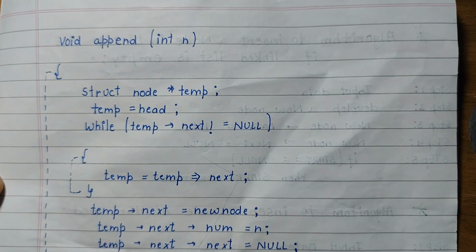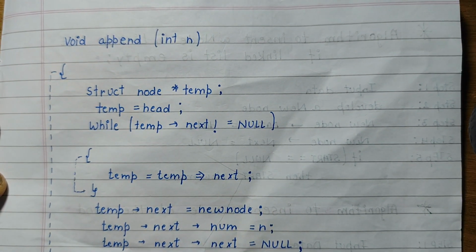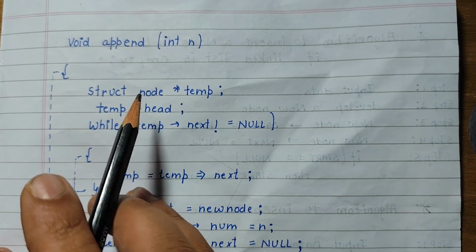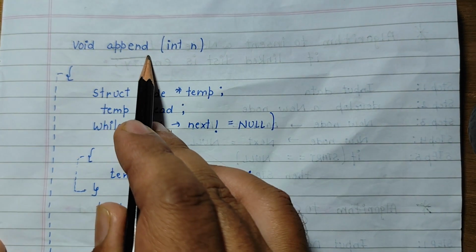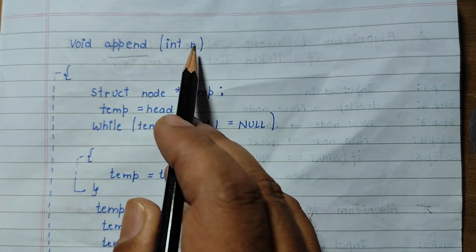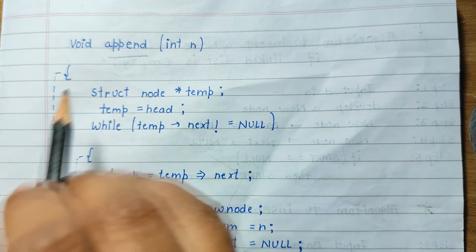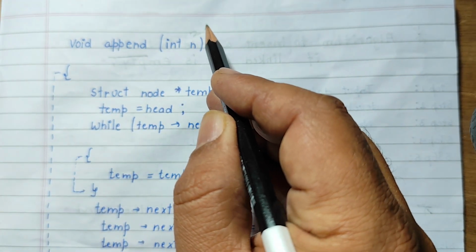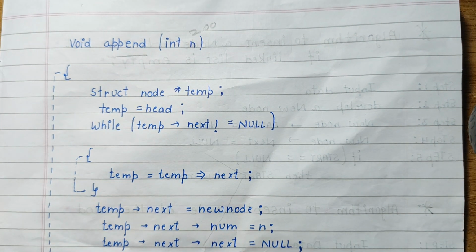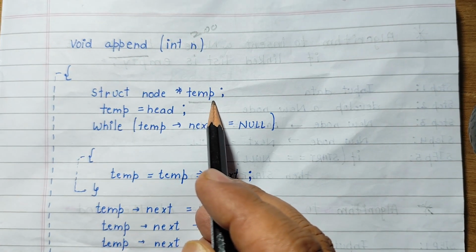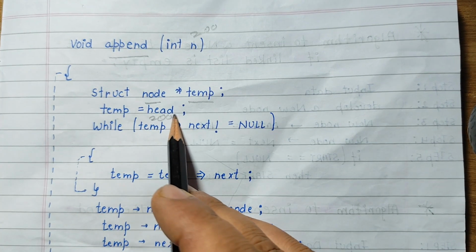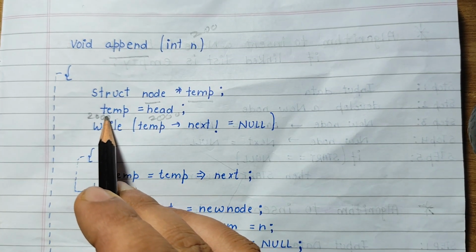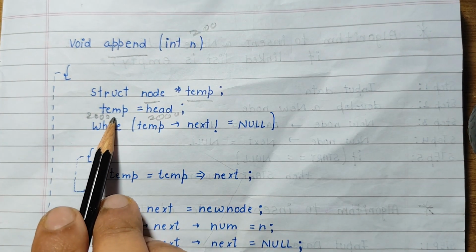So for adding a new node at the end of the linked list, I create a function named append. Append is the name of the function, and the argument represents the value that you want to assign to that node. Suppose here you enter the value 2000. First I create a temporary pointer of node type. I write temp is equal to head. Head has the value 2000, it means temp also has the value 2000 at the starting time. Temp points to the first node.